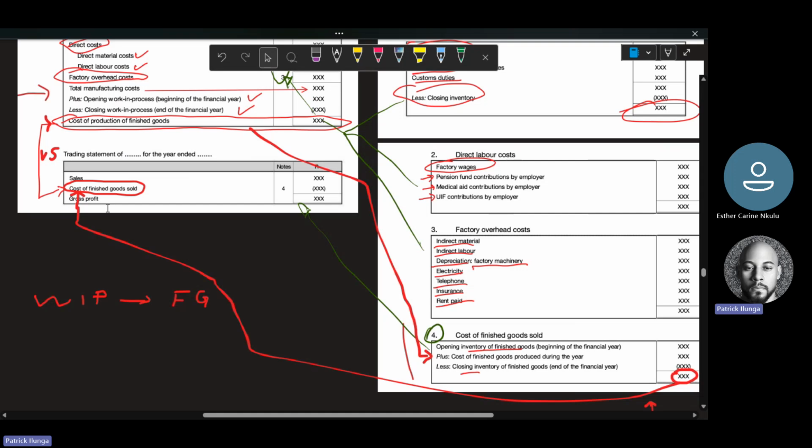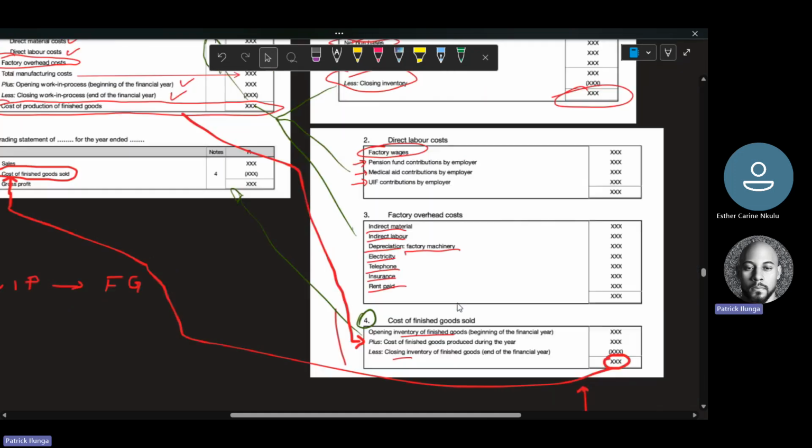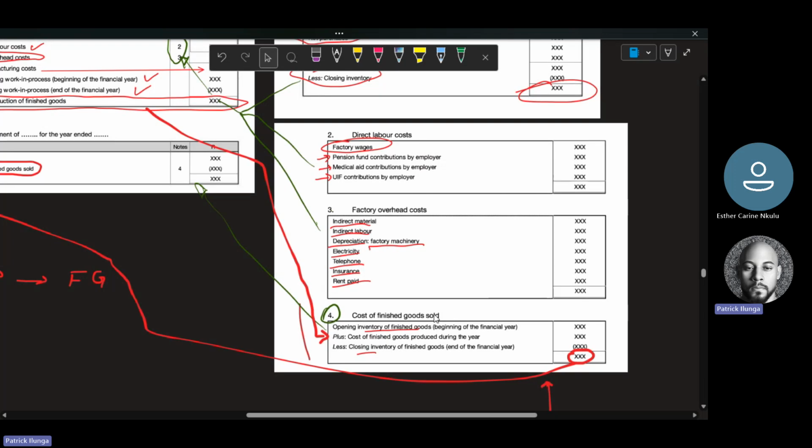So when you're working on this account quickly, don't make the mistake of saying, oh, I found the cost of production of finished goods, and you take this cost of production of finished goods and put it here into your trading statement. You just usher it here. No, no, no, no. You're going to use this cost of finished goods to find the cost of finished goods sold. How are you going to do that? You're going to do the same thing again.